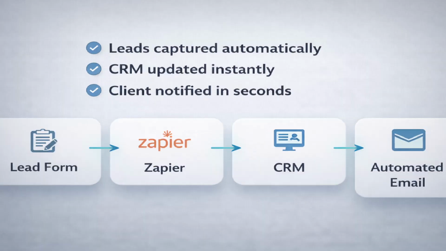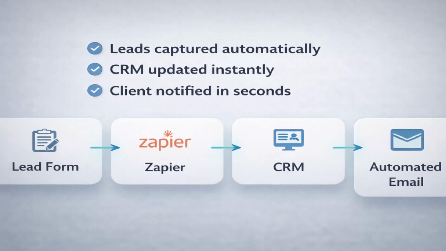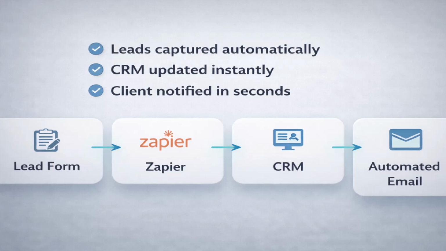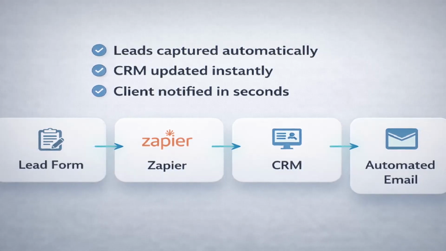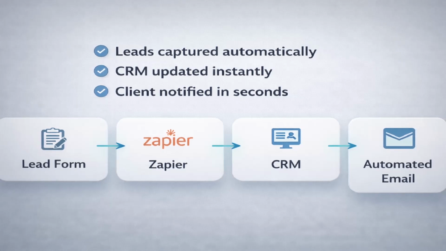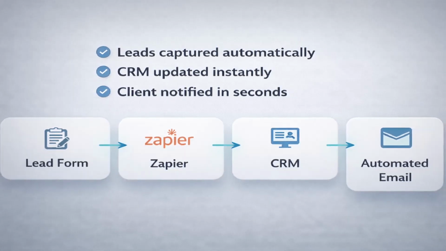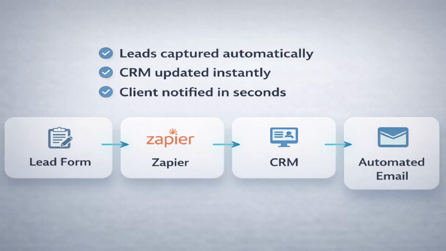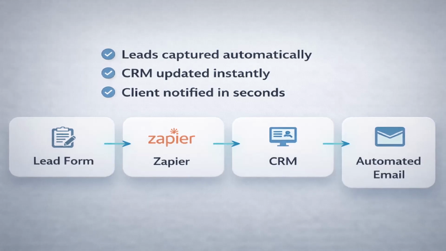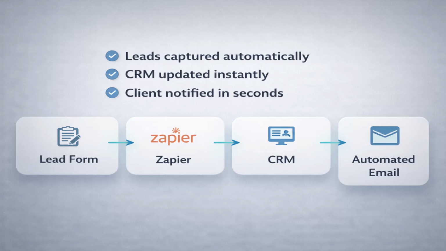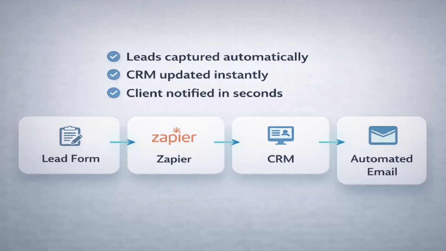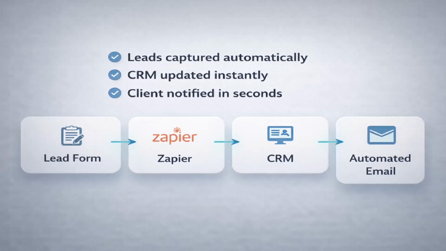Now let's step back and look at the bigger picture. This simple workflow does three important things. Number one, eliminates manual data entry, and secondly, increases response speed, and thirdly, structures your client pipeline. Even saving 10 minutes per lead adds up significantly over time. As your freelance business grows, automation becomes essential. Manual processes don't scale, systems do.